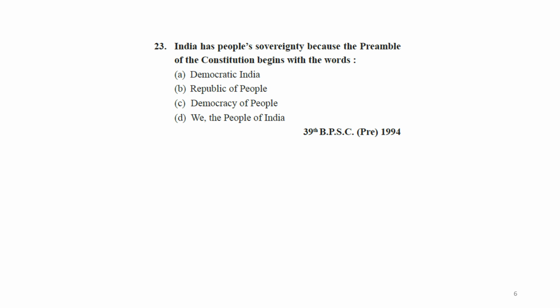Next, India has people's sovereignty because the preamble of the constitution begins with the words: democratic India, republic of people, democratic people, or we the people of India. Now look, again I will tell you, please read the preamble once before. I will not say before watching this video. If you are watching from at least the last two videos, you will remember the preamble, because a lot of questions we have done. Even in one of the questions they have given the preamble itself.